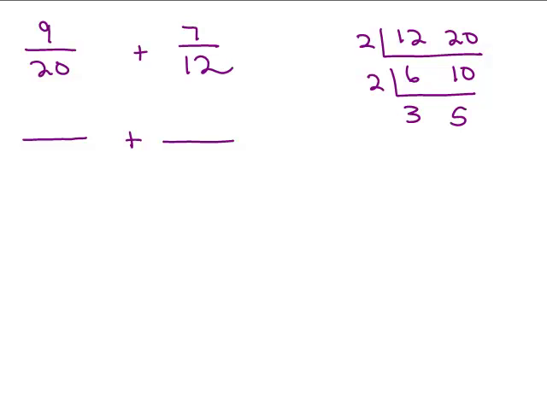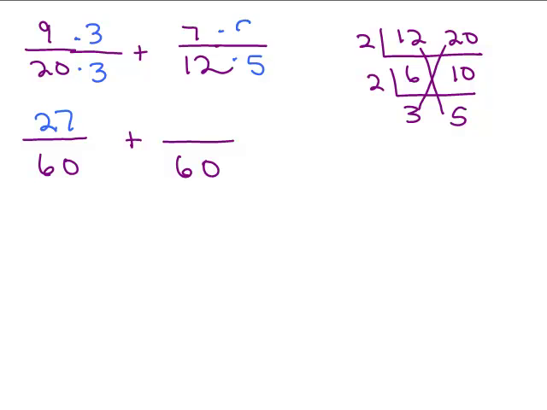So the least common denominator is 60. A lot of times 60 has been our least common denominator. That's just sort of a fluke. So remember, we want to extend our fraction bar so we can figure out what to multiply top and bottom by in each case. So we've got 20 times 3 and 9 times 3. That gives you 27. And for the 12, I've got to multiply by 5, right? And so that's going to be 35.